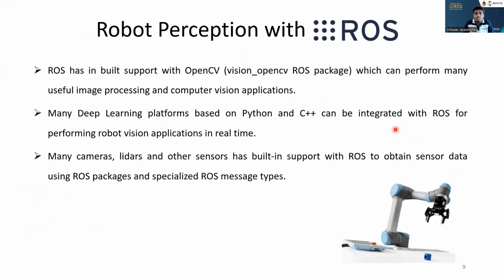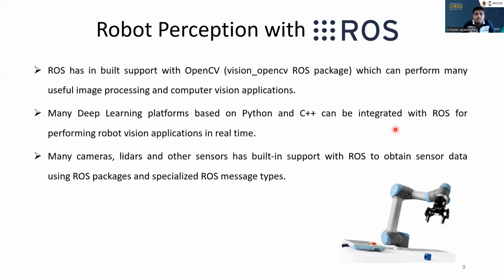Now we come to the interesting part: how the Robot Operating System, ROS, supports these perception kind of tasks. ROS has inbuilt support for OpenCV. It has a ROS package called vision_opencv. So we can use that directly to perform some useful image processing and computer vision related applications.